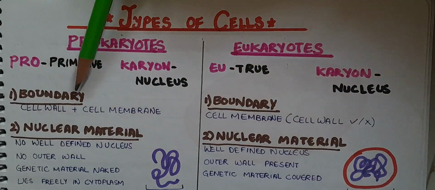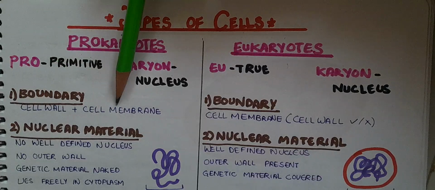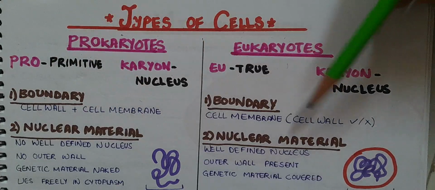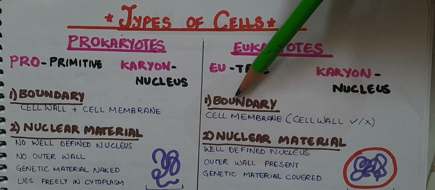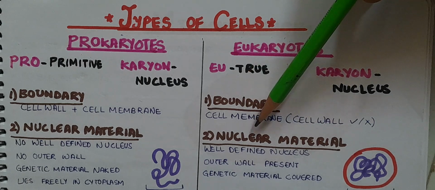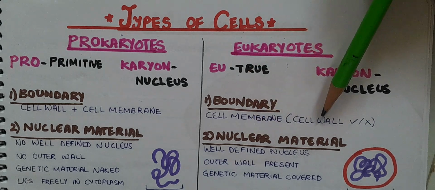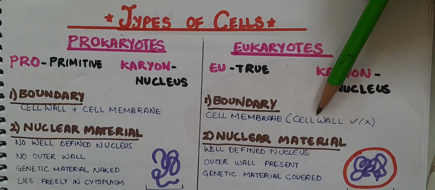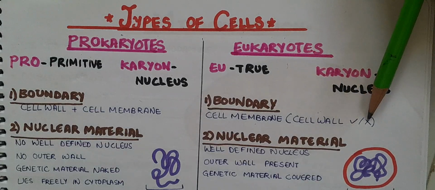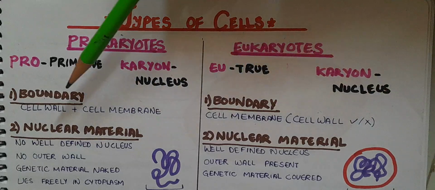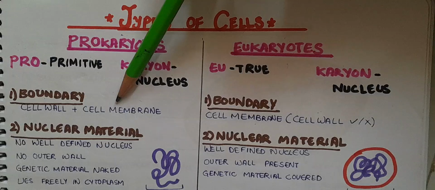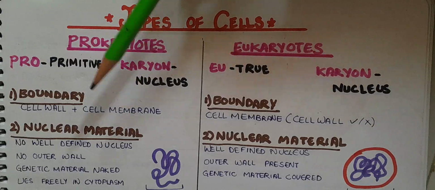On the basis of boundary, what is surrounding the cell? There are two boundaries for a prokaryotic cell: cell wall and cell membrane. Whereas in case of eukaryotes, only cell membrane is present in most of the organisms, whereas cell wall can be present or absent. Cell wall is present only in plant cells and it is absent in animal cells. Whereas in all prokaryotes, two layers, cell wall and cell membrane, will be compulsorily present.